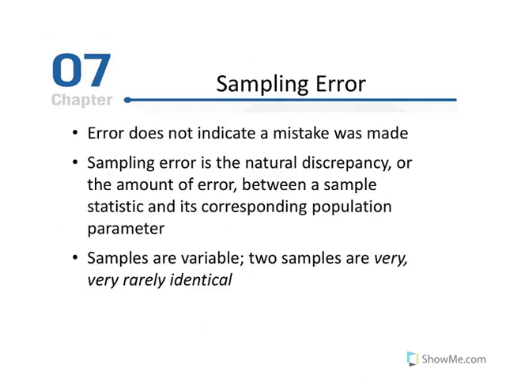In chapter 1, we were introduced to this concept referred to as sampling error. Error does not indicate a mistake when we are taking information from a population. By definition, sampling error refers to the natural discrepancy between the sample statistic and the population parameter. In other words, we do not expect sample means to be identical to the population mean.